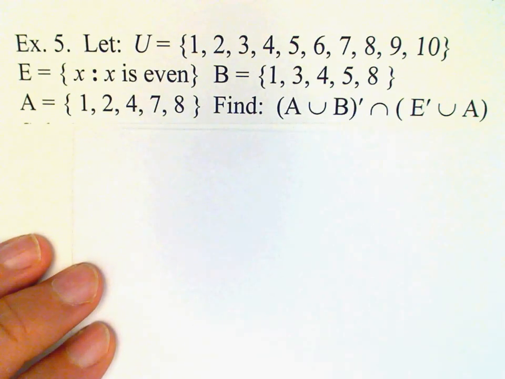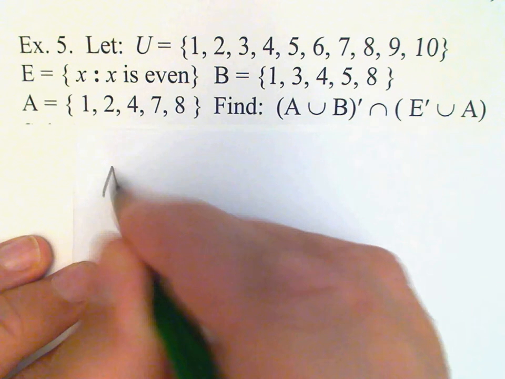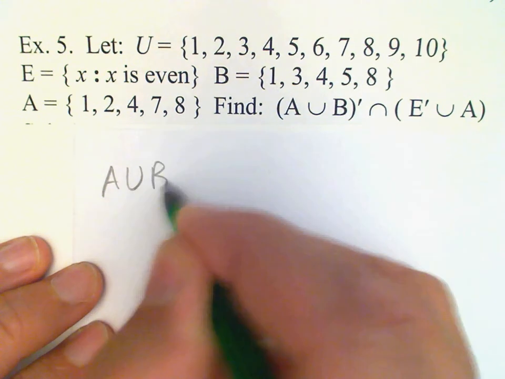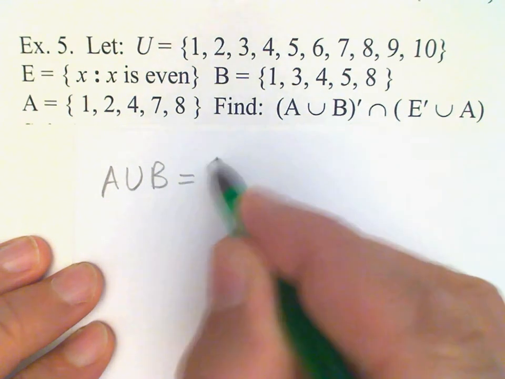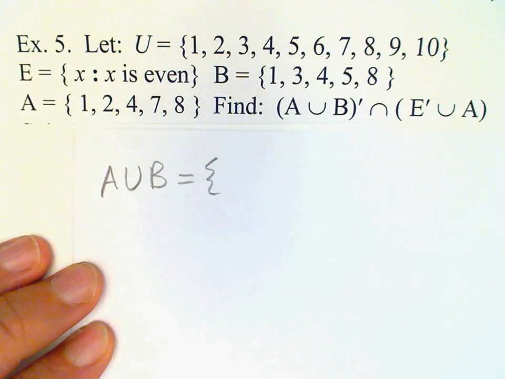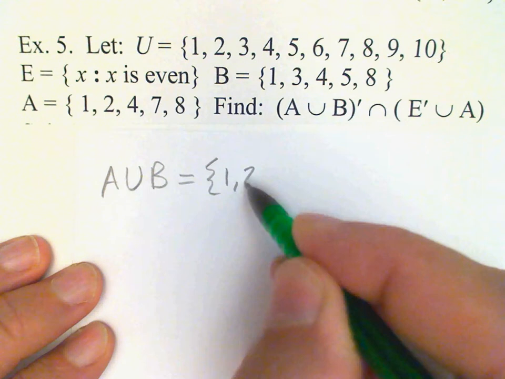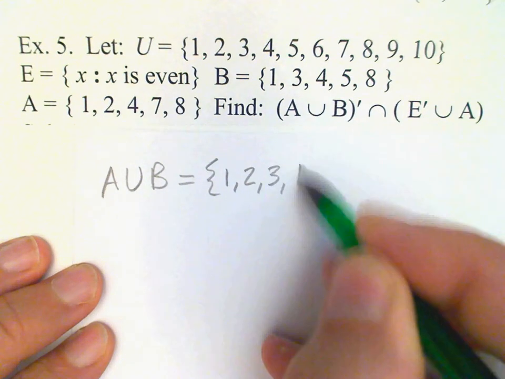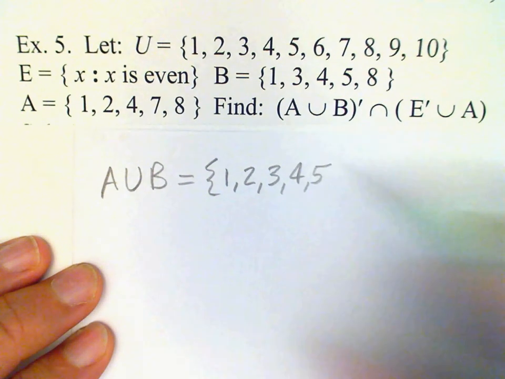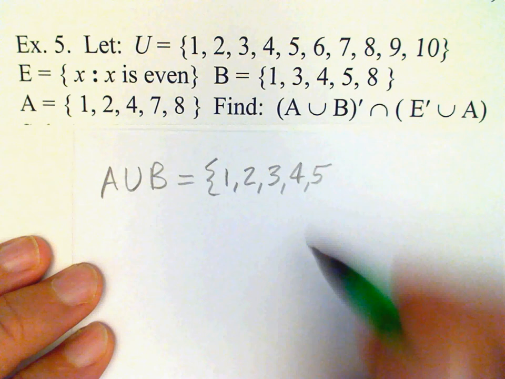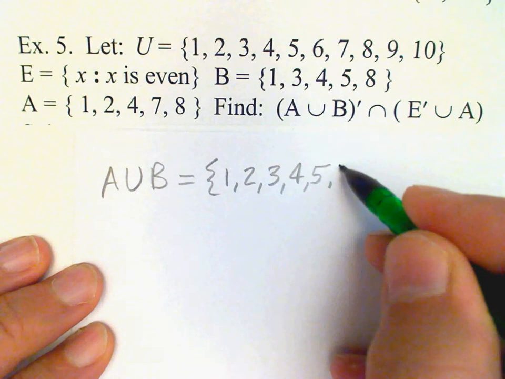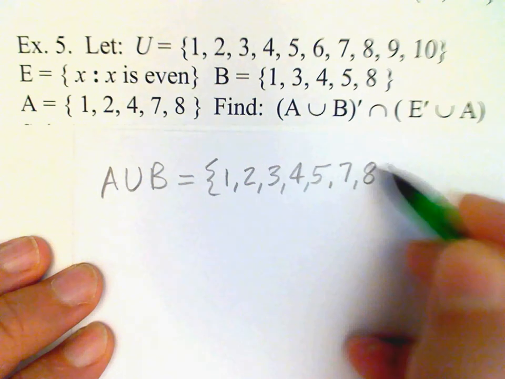So first of all, let's do the union of A and B. A union B, remember that will be a list of all the elements that are in either the one or the other, or in both. So that'd be 1, 2, 3, 4, 5. Let's see, 6 is not in there. And we have 7 and 8.